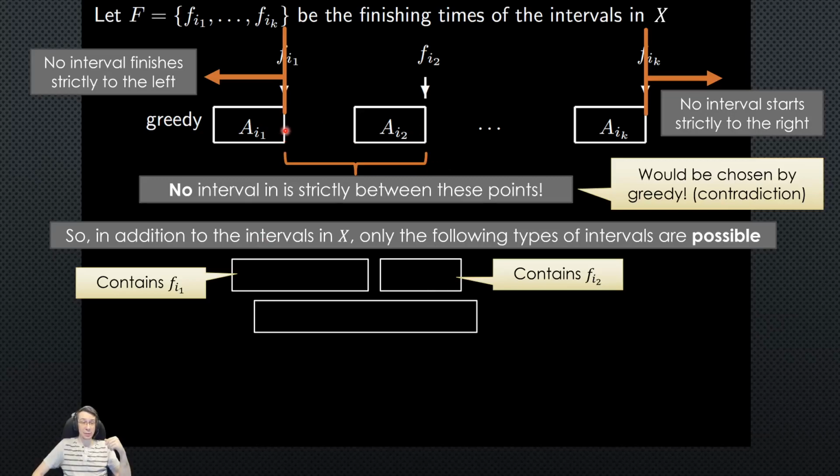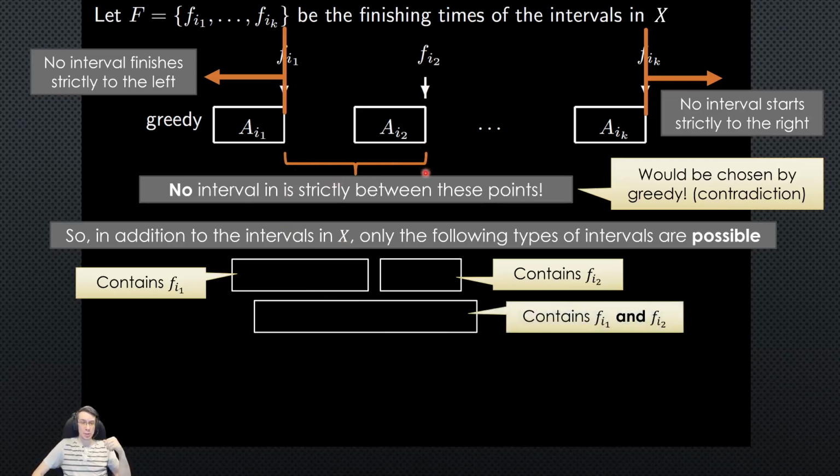But we can't have any intervals strictly between this point and this point that don't contain either of fi1 or fi2, because that interval would be chosen by greedy. And here we've said these are the intervals chosen by greedy. So we know in the input there are no intervals that lie strictly between fi1 and fi2. So if we restrict our attention to the intervals that are in the input, there are the intervals in X, and then there are these other intervals that contain finishing times.